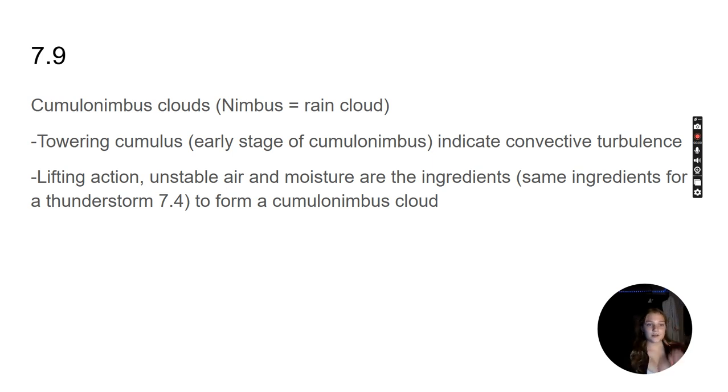So cumulonimbus clouds: nimbus equals rain clouds. We're gonna cover a lot of this again in the thunderstorm chapter. A towering cumulus is the early stage of a cumulonimbus, and that indicates convective turbulence. The lifting action, unstable air, and moist air are the ingredients to form a cumulonimbus cloud, and those are the same ingredients for a thunderstorm, obviously, because they're the same thing.